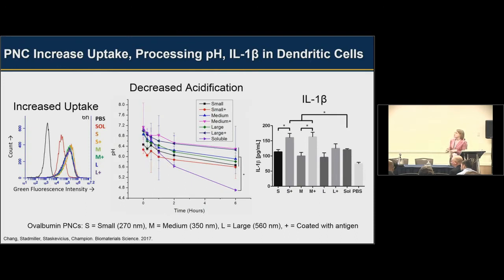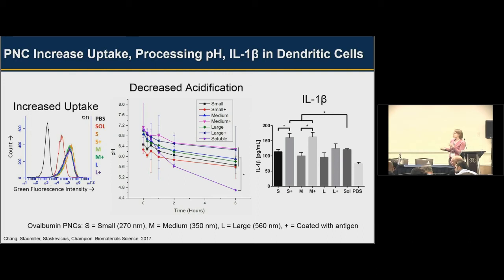Okay, so to just go really quickly, some generic benefits that we see. Some of the benefits that we see are increased uptake, and what you can maybe see over here on the far left is the fluorescence of plain dendritic cells that have taken up nothing. This red peak here is the soluble, and then all of these other overlying curves are small, medium, large nanoparticles containing ovalbumin, so a model antigen. And so we get more uptake.